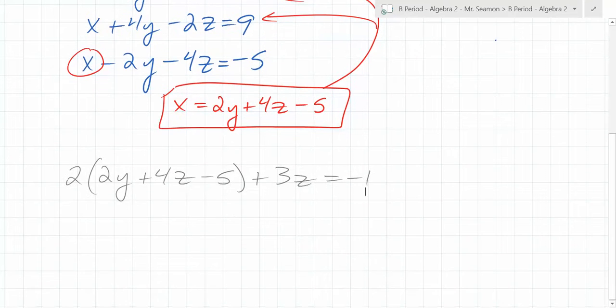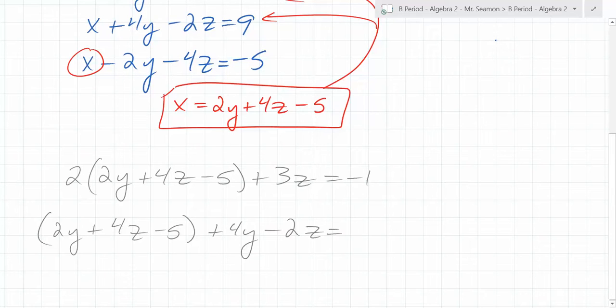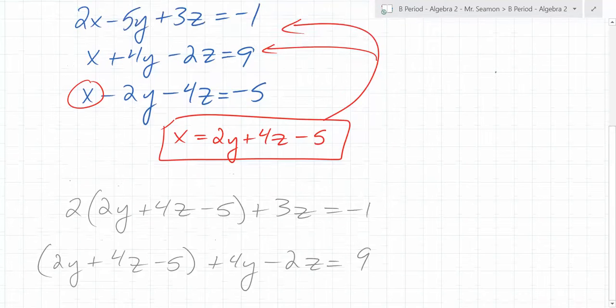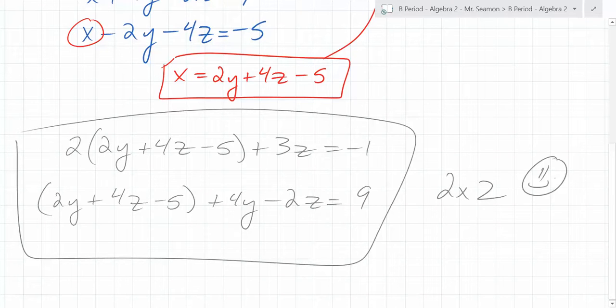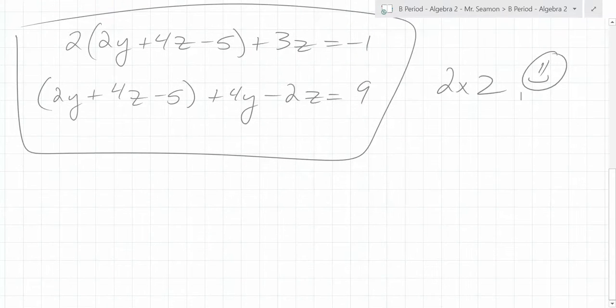And what's the other one become? 2y plus z minus 5 plus 4y minus 2z equals 9. So now you have, what land are we in now? We're in 2 by 2 land, and we should be happy. You can essentially ignore everything else until you solve for values of y and z.